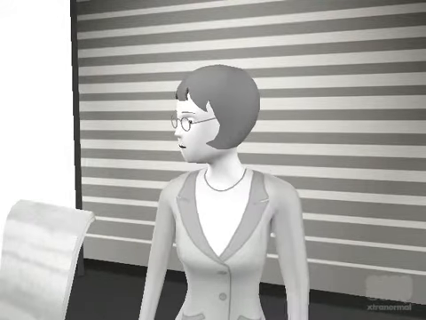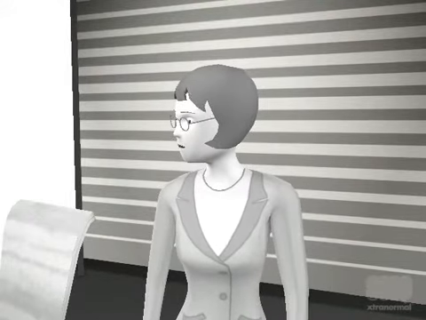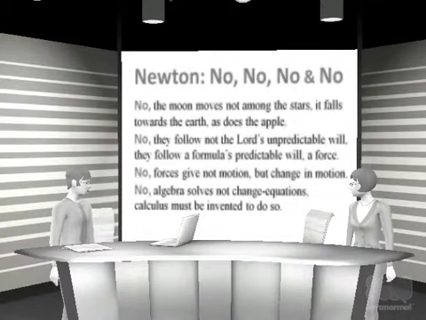But everybody can see that the moon moves among the stars? That was what everybody thought, until Newton presented his four times no. No, the moon does not move among the stars. Like the apple, the moon falls towards the earth, in an eternal orbit that has the same curvature as the earth. And no, the moon does not follow the Lord's unpredictable will. Its motion can be predicted by a formula for a gravitational force. And no, a force does not give motion, a force gives change in motion. And no, algebra cannot solve change equations. Calculus must be invented to do so.